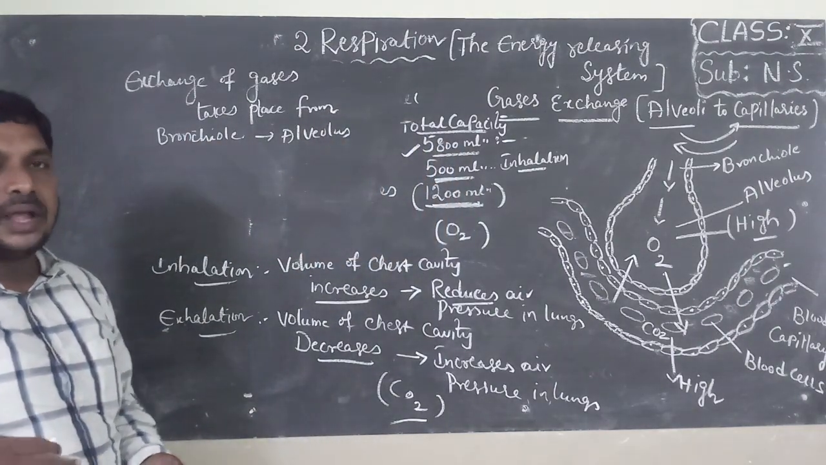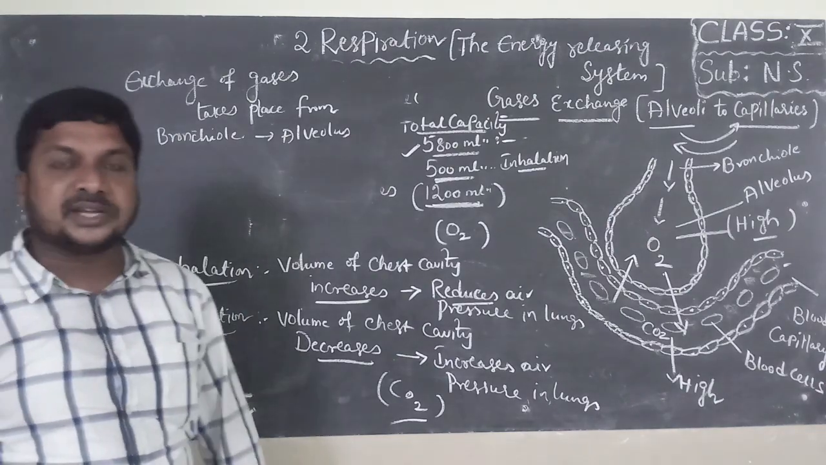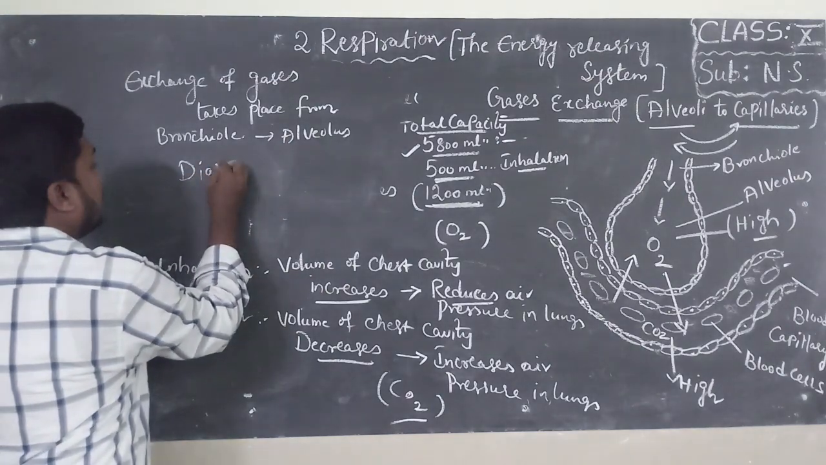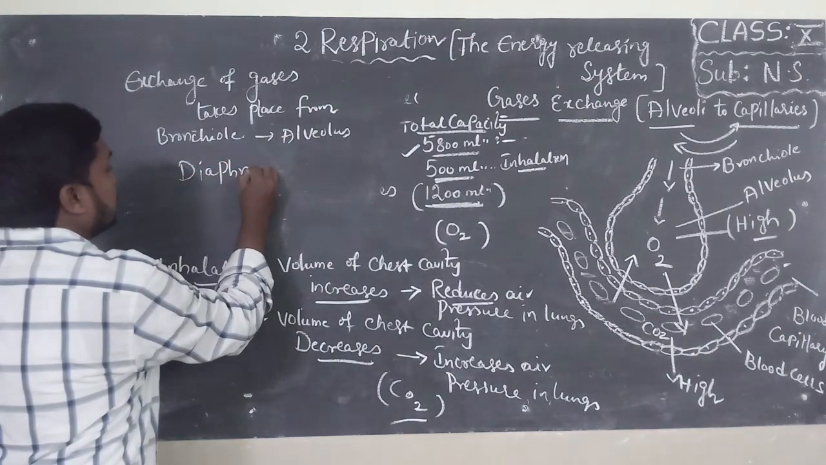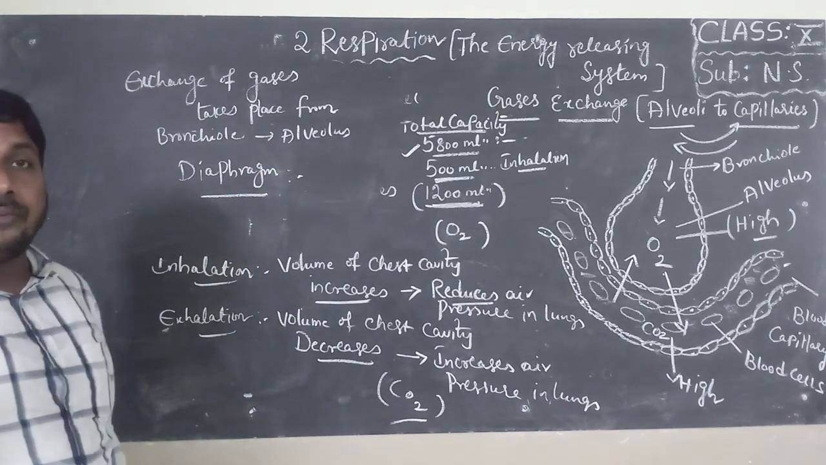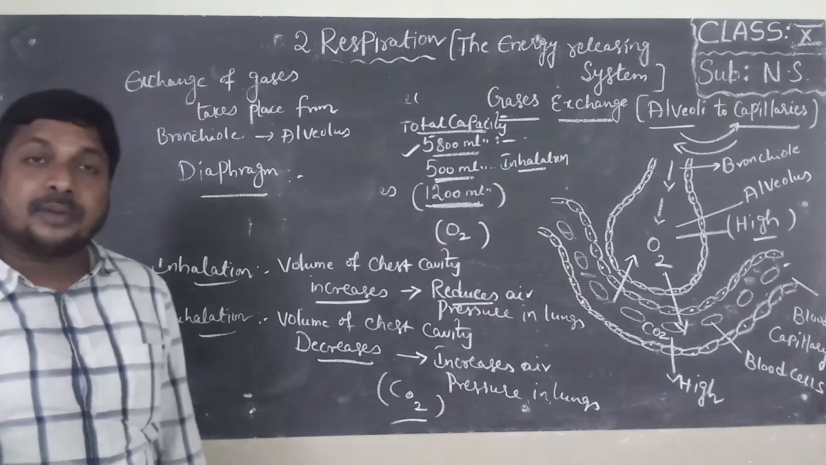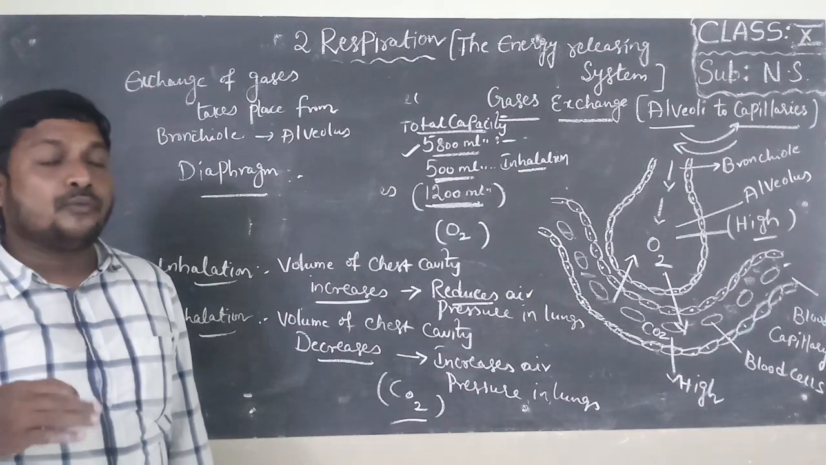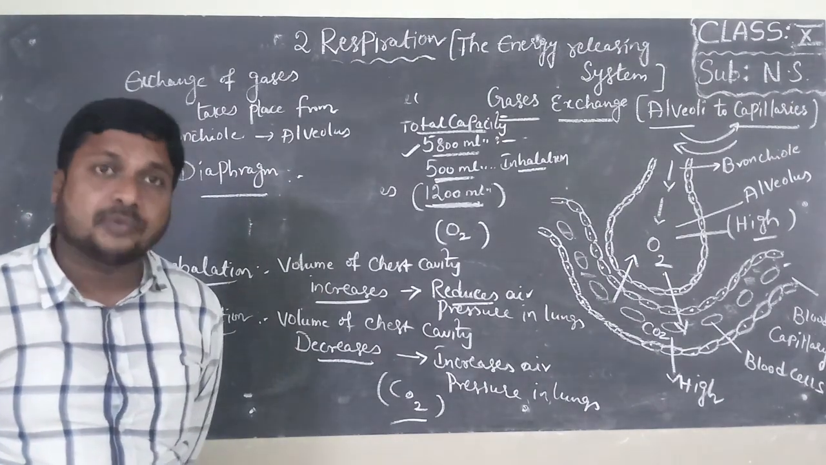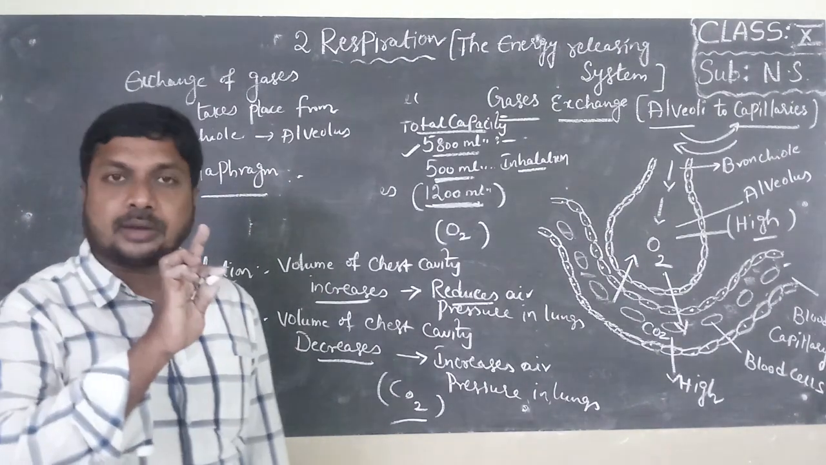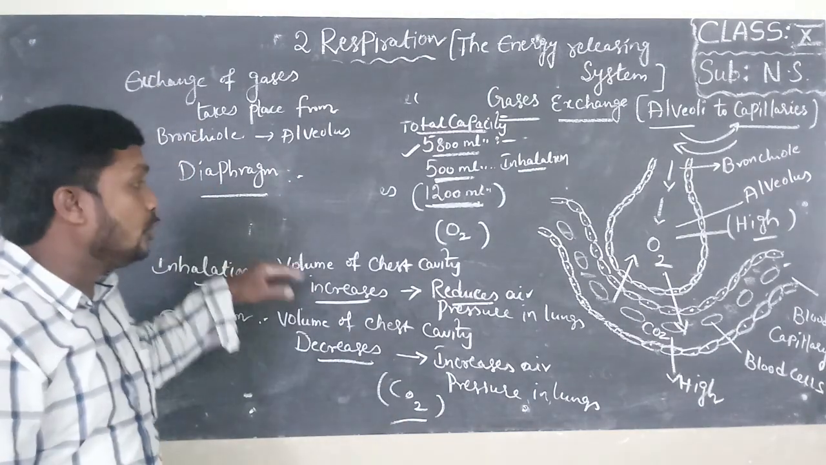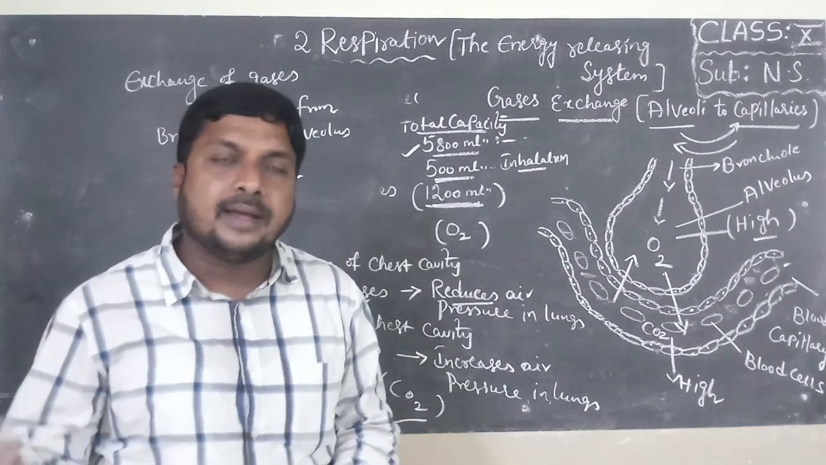In this class, I explained the mechanism of respiration, that is inhalation and exhalation, and also the role of diaphragm. Sometimes they will ask: what is the role of diaphragm? The diaphragm helps the lungs to move forward and backward. Do you know, children, lungs cannot move by their own. Only the diaphragm helps the lungs to move forward and backward.